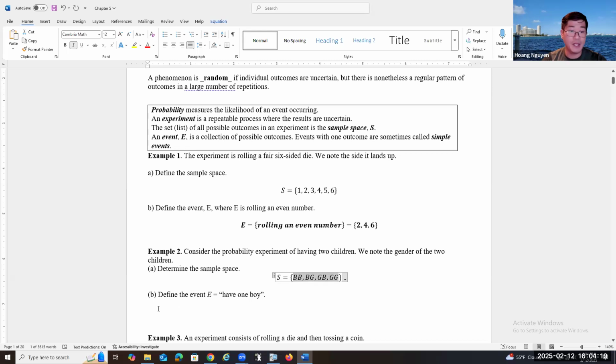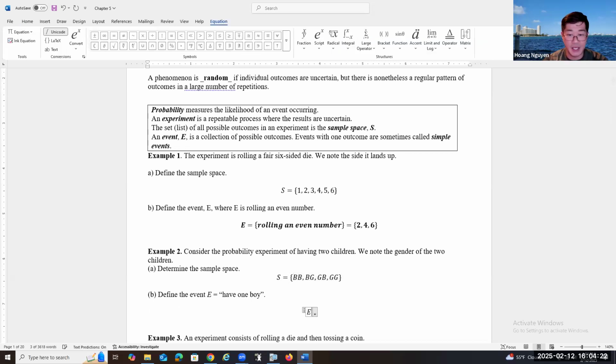Now from this sample space, we determine the event E. So what is event E? Event E is having 1 boy. So what are the possible outcomes that give you 1 boy? Take a look at the sample space so we can extract them. It could be a boy and a girl, or it could be a girl and a boy. So this is having 1 boy, and that's going to be this event E. So event E has 2 possible outcomes: boy-girl and girl-boy.